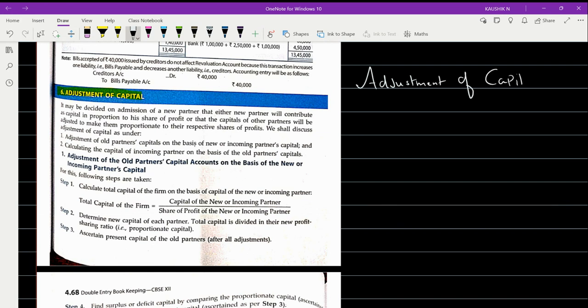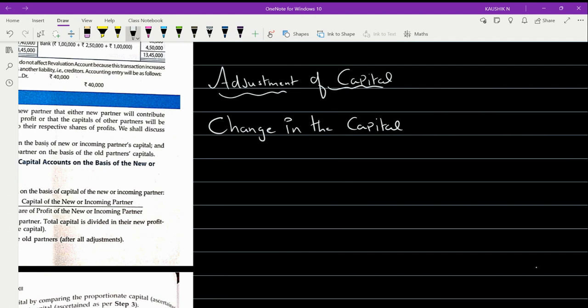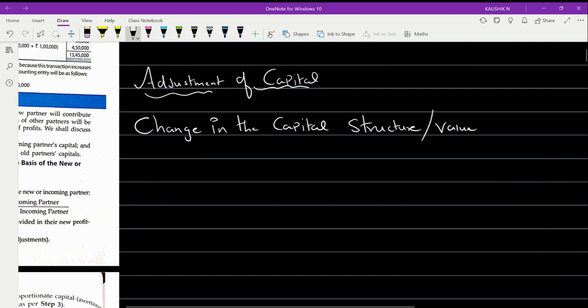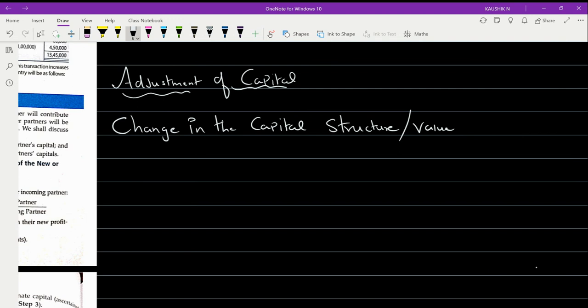adjustment of capital. We are just going to change the capital structure of the business, the firm. It is nothing but change in the capital structure or value, to say it another way. Change in the capital structure or value of the firm.